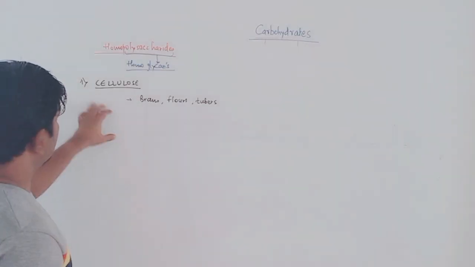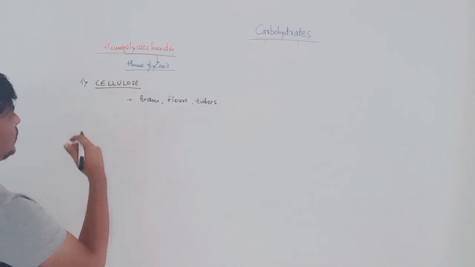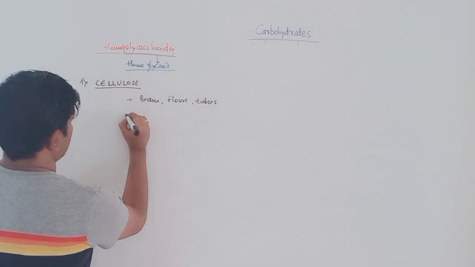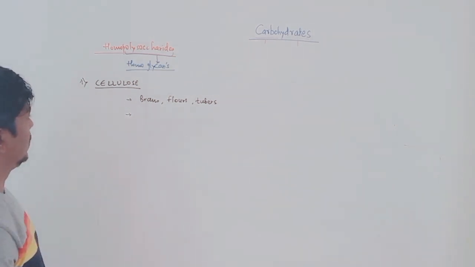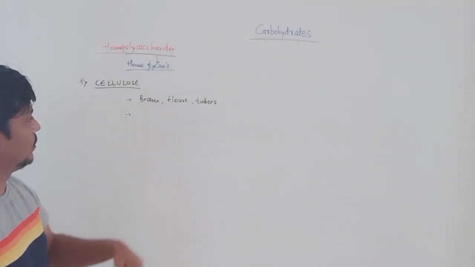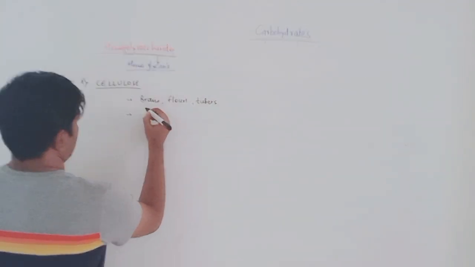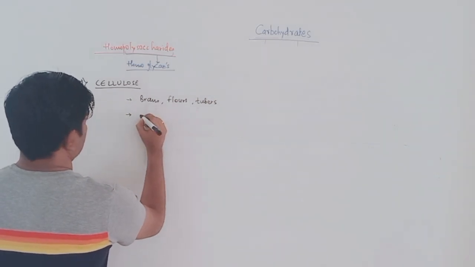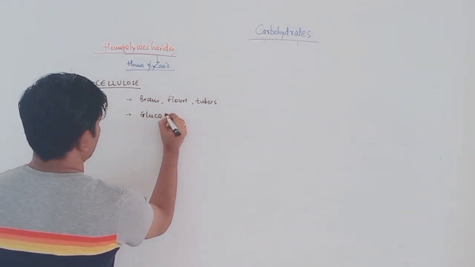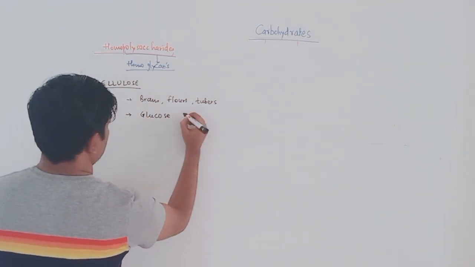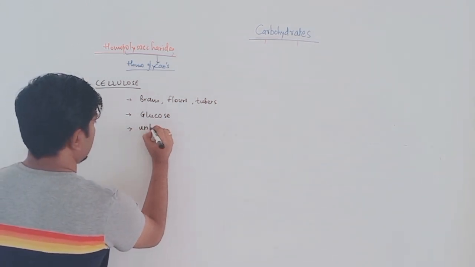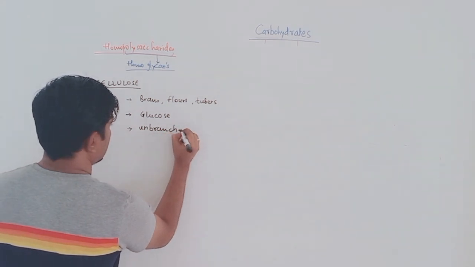Okay, so now we'll talk about cellulose. Cellulose is also a homoglycan. It is mainly obtained from foodstuff like grains, flours, and tubers. This also contains glucose molecules, and cellulose is mainly unbranched. There are no branches.